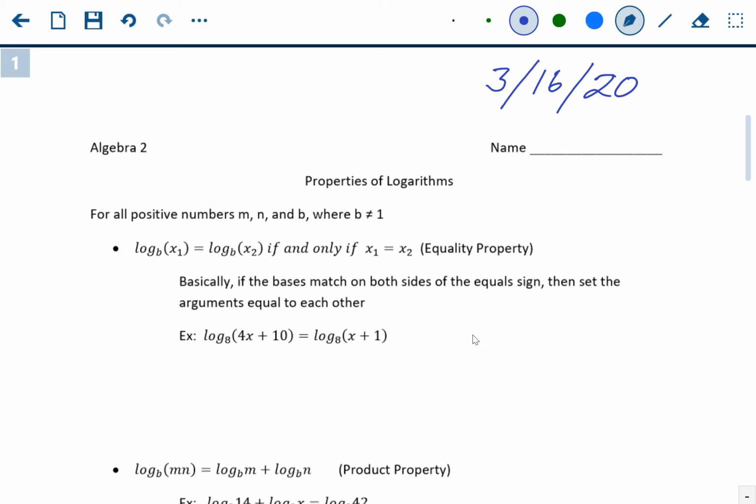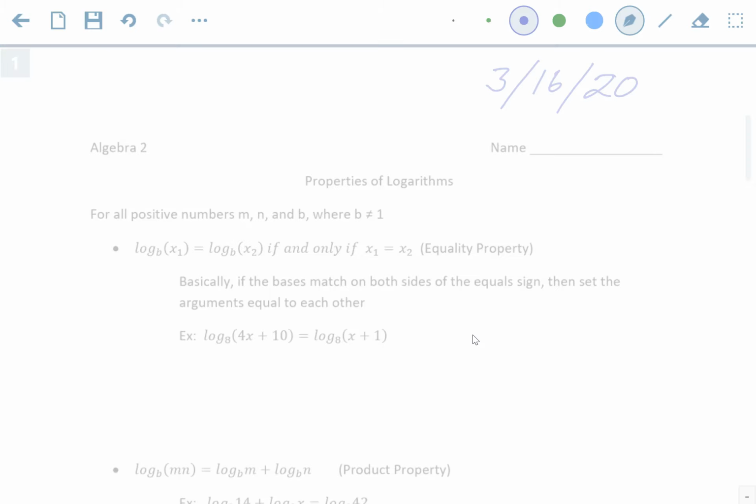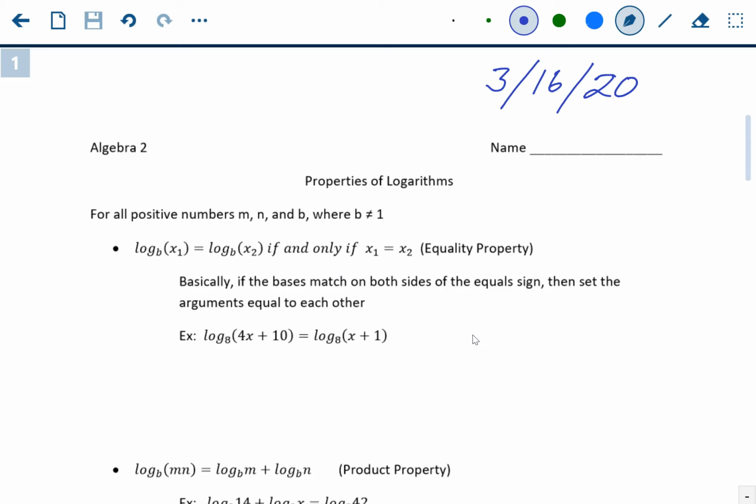Algebra 2. Make sure you're at the right video. This is going to be for Monday, March 16th. Last week we talked about logarithms. What's a logarithm? How do we use it? What do we use it for? Today and really this whole week we're going to talk about the properties of logarithms and how we use logarithms to solve logarithmic equations.